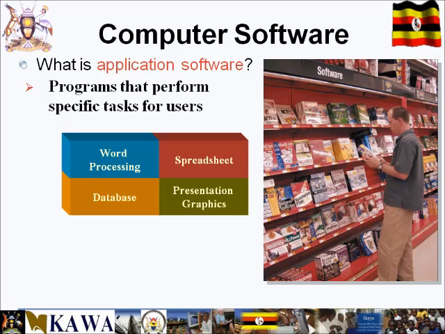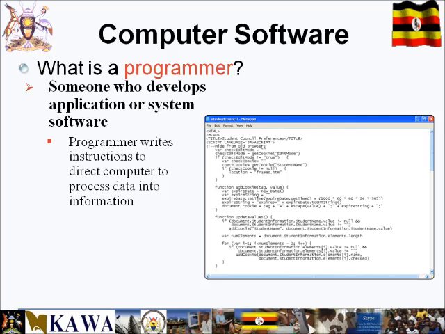So what is application software? Application software refers to the programs that perform specific tasks for users. Examples are word processors, spreadsheet, database, presentation, graphics programs, and many others. In developing programs, those people are known as programmers. So what is a programmer? A programmer is someone who develops applications or system software. Programmers write instructions to direct the computer to process data into information. They use programming languages such as Java, JavaScript, C++, COBOL.